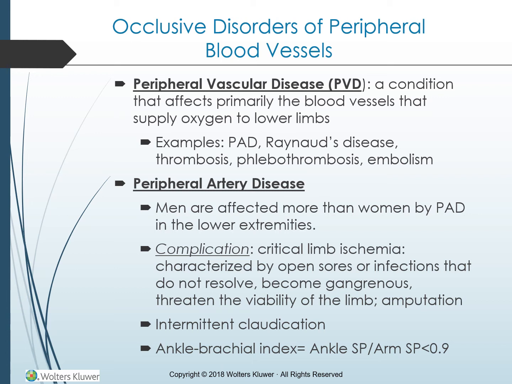Peripheral artery disease. More than 9 million people in the U.S. have PAD, a condition that affects primarily the blood vessels that supply oxygen to the lower limbs, which is the focus of this chapter, this discussion. The same pathologic process, however, can affect the carotid, renal, and mesenteric arteries as well. Men are more affected than women in the lower extremities. As the disorder worsens, some affected individuals may develop critical limb ischemia, a complication characterized by open sores or infections that do not resolve, becoming gangrenous and threaten the viability of the limb, making amputation necessary.